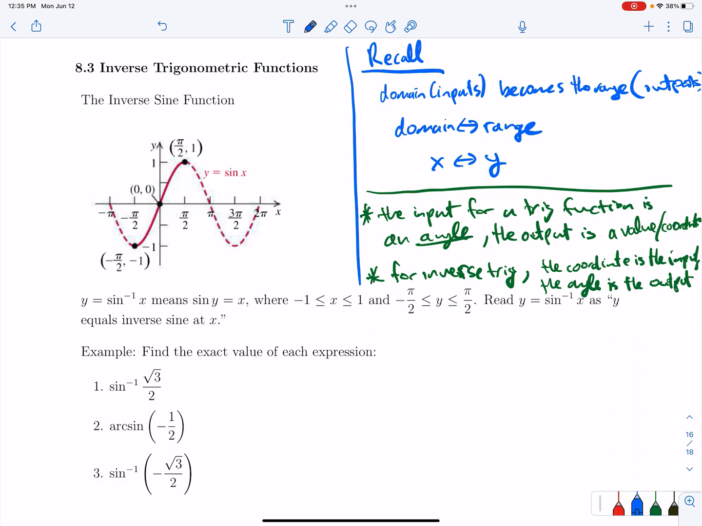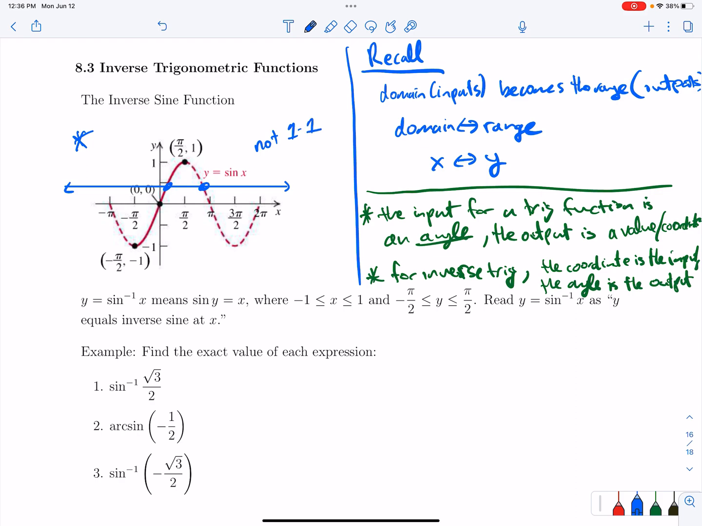Now let's think about how we must restrict the inputs and the outputs for an inverse trig function. Let's look back over here at this graph of the sine function, and recall that when a function is 1-to-1, it passes the horizontal line test. If I draw a horizontal line, it's going to hit the graph of this function in two positions. This means this is not 1-to-1.